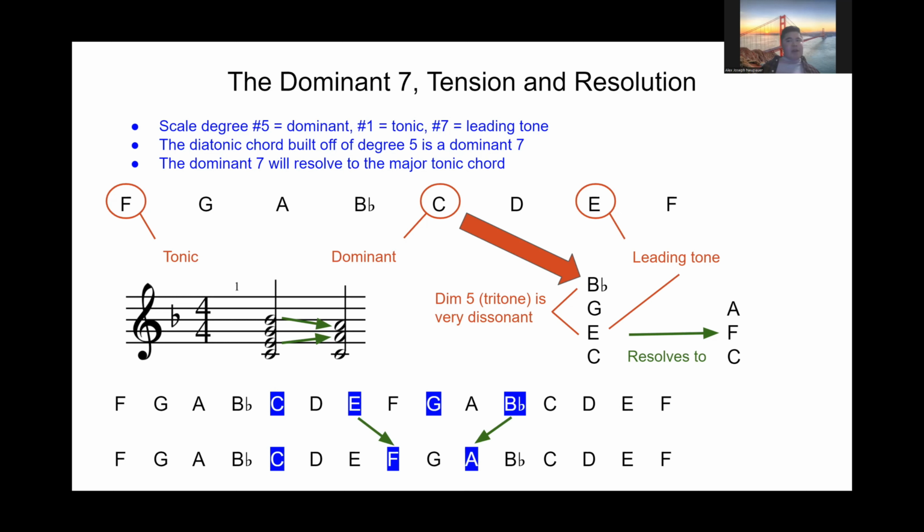I would like to also point out that this also works for minor keys. So if we were in F minor, we would still have this C dominant 7 being the same as it would. But instead of having E and B flat resolving to F and A, we have E and B flat resolving to F and A flat.